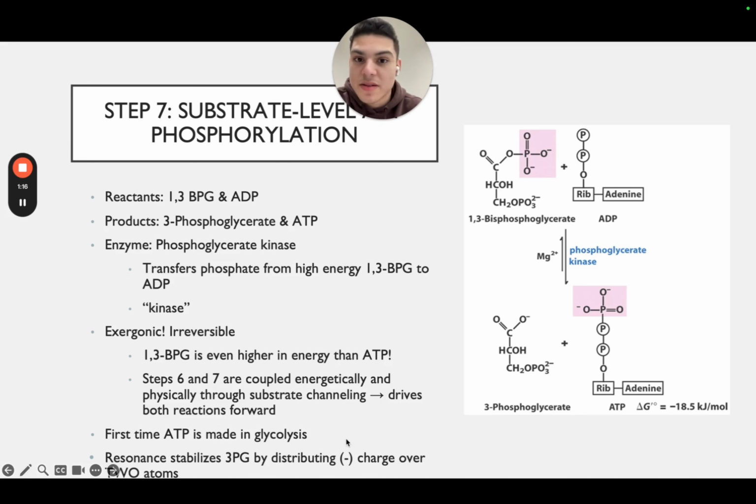And this is the first time ATP is made in glycolysis, and the resonance stabilizes 3-BPG by distributing the negative charge over 2 atoms, essentially. So it allows this resonance to stabilize it a bit, so that way 1,3-BPG is actually usable and it can form as a somewhat stable intermediate. But again, it's still much more energetic than the ATP per se.